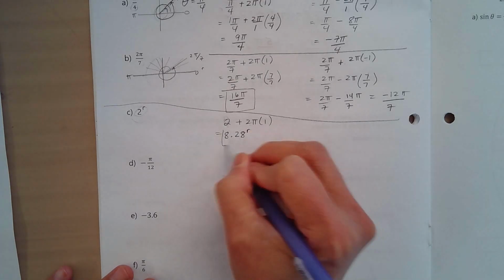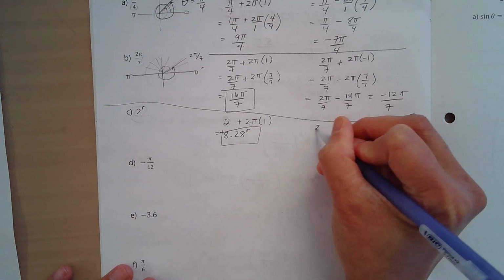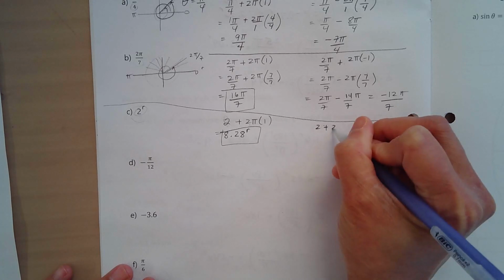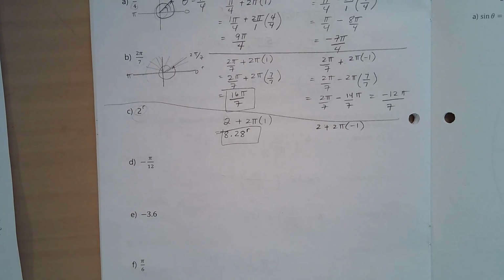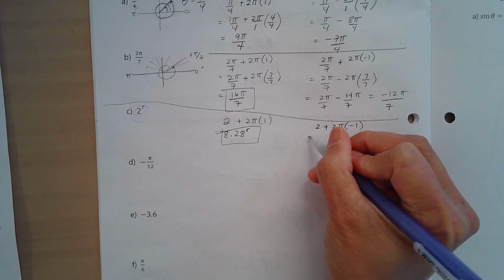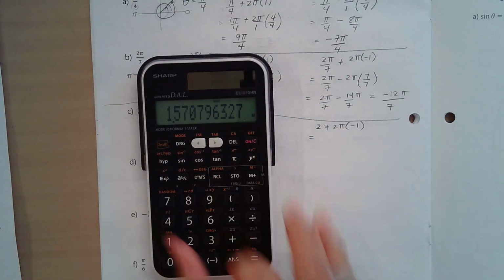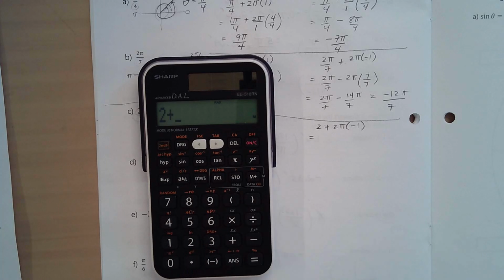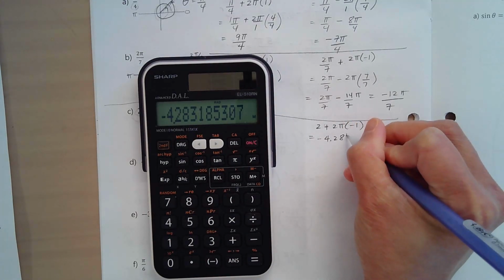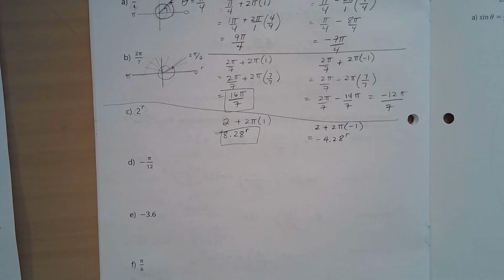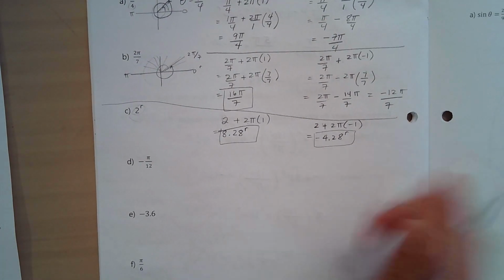So that's a positive, and what's a negative? 2 plus 2 pi times negative 1. Negative 1 tells us we're going to rotate a negative angle, negative 2 pi. Okay, we can figure that out. So 2 plus 2 times pi times negative 1 equals negative 4.28 radians. Which quadrant is this in?